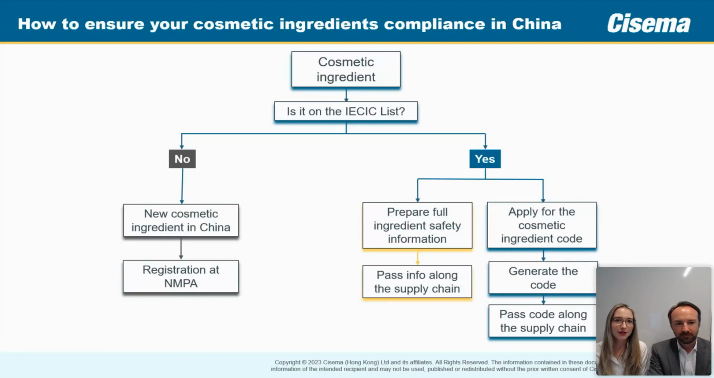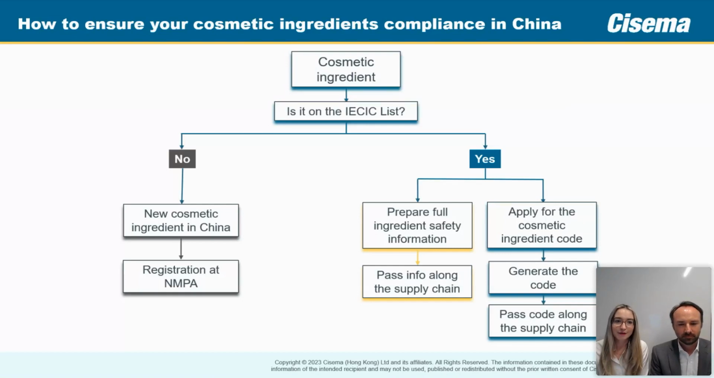If you're still a little bit confused, this slide will help you. First, if you have a cosmetic ingredient, you ask yourself, is it already registered in China? Is it on the IECIC list? If not, then you have to do a new cosmetic ingredient registration in China. This is a lengthy process and involves some testing. And once it is filed or registered, there's a 3-year monitoring period.